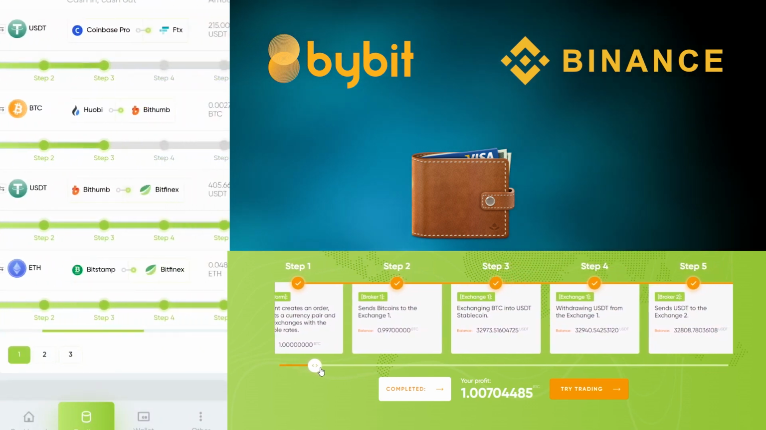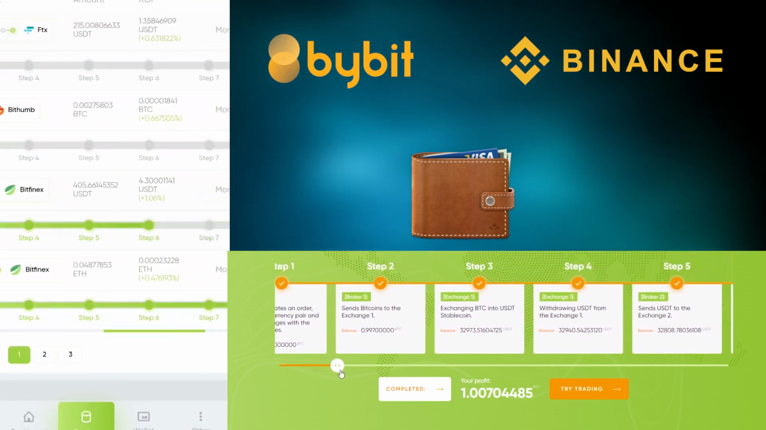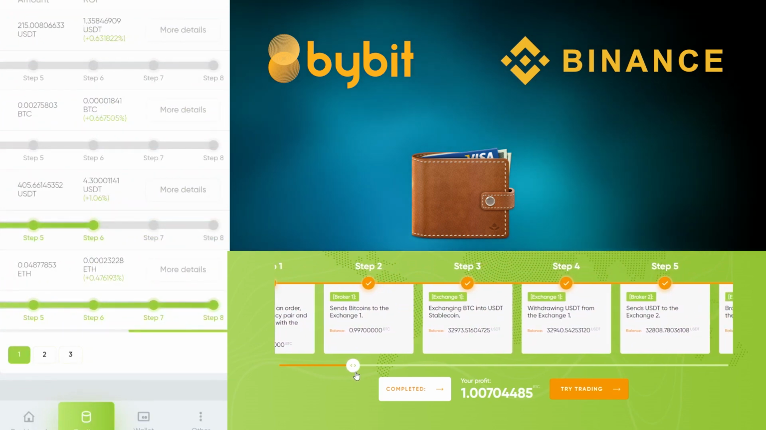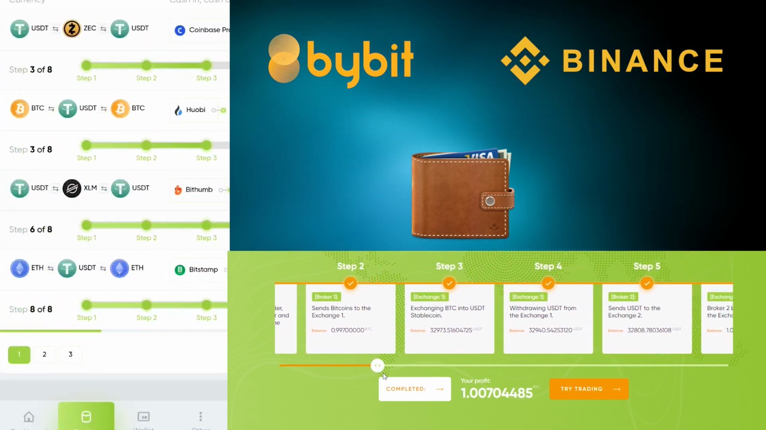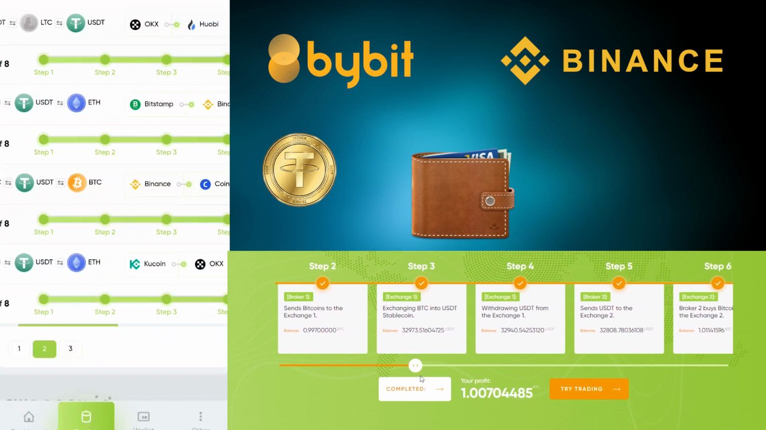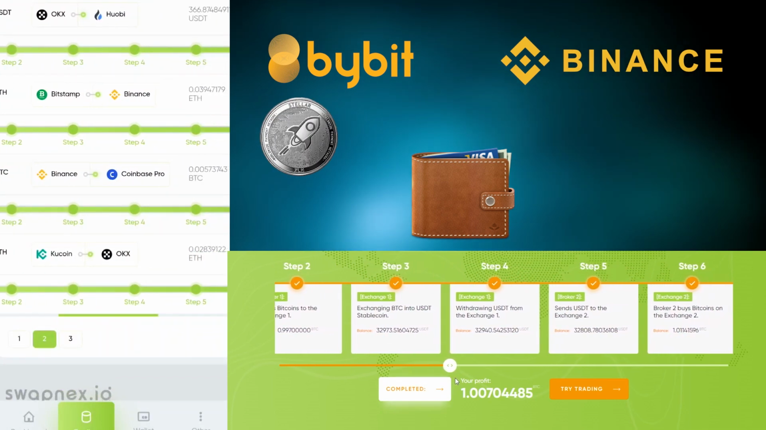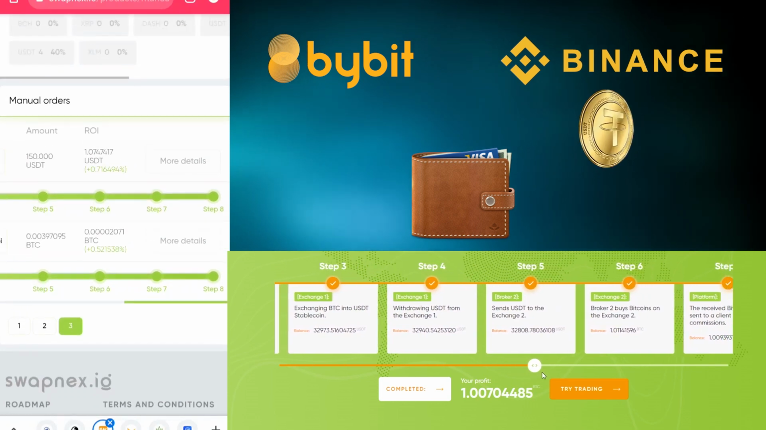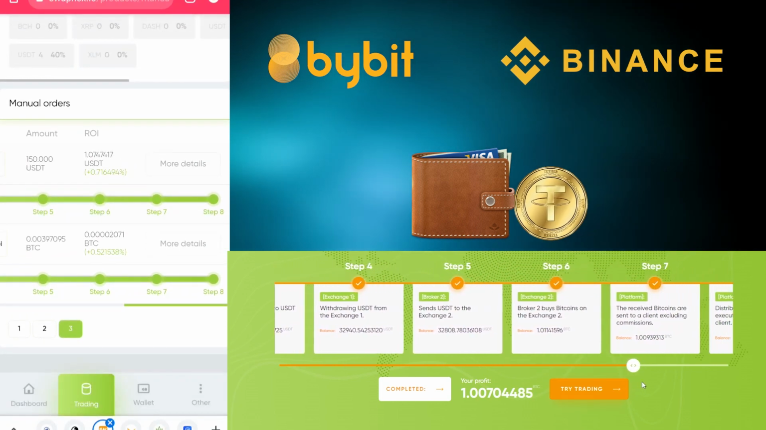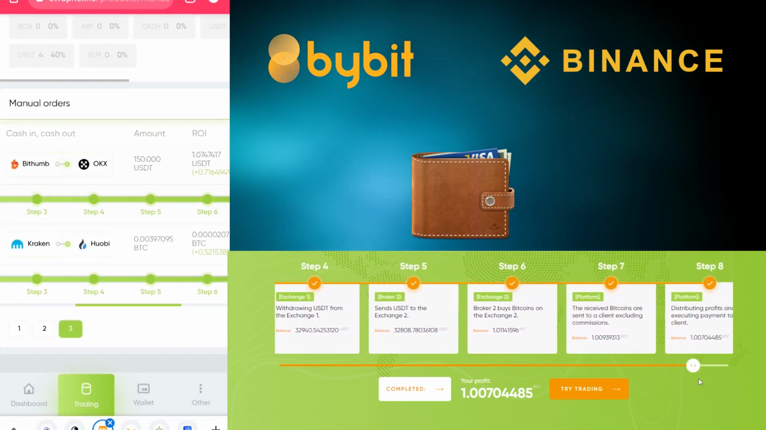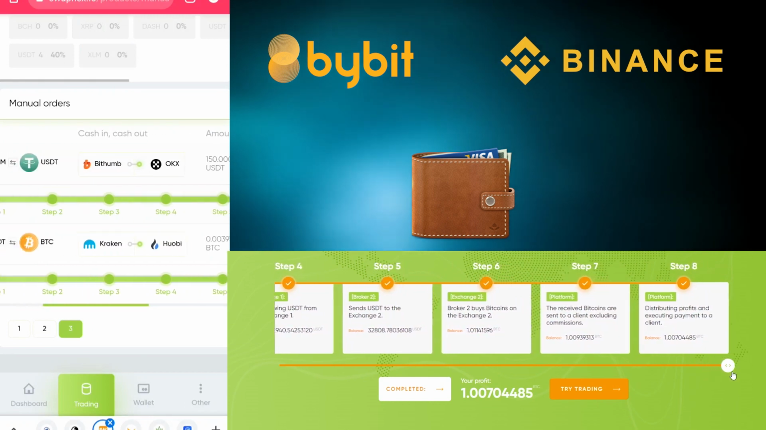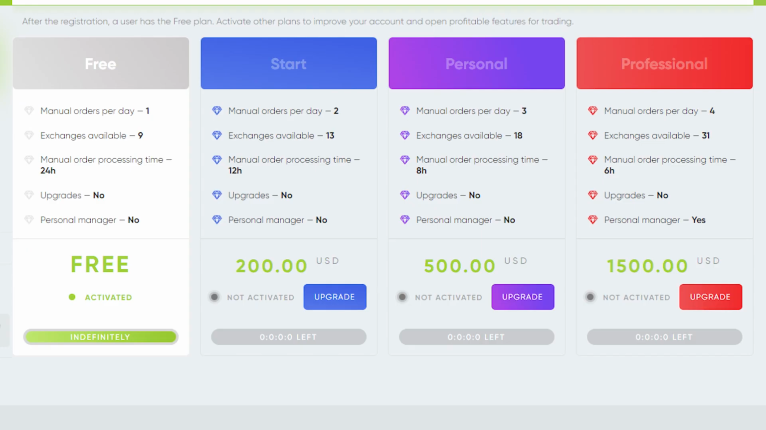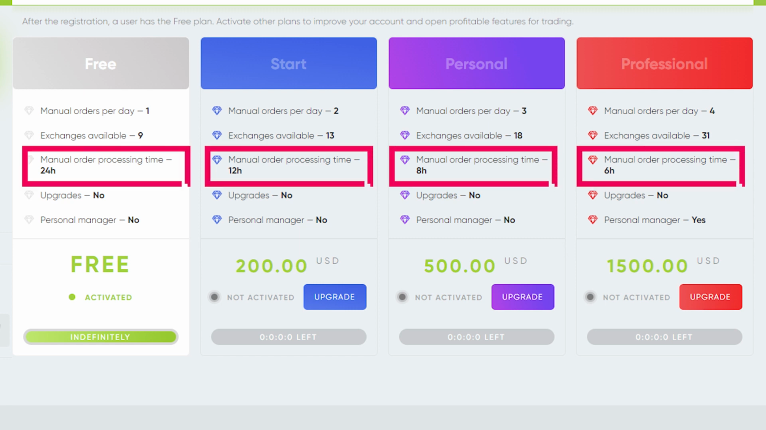The process itself consists of 8 steps. It starts with the creation of an application. After that, USDT is sent to exchange 1. It's exchanged for XLM. Then XLM is sent to exchange 2 and a receive exchange takes place. Then USDT is withdrawn back to Swapnex and credited to my balance. Depending on the plan, it's also possible to reduce the time of processing your request.